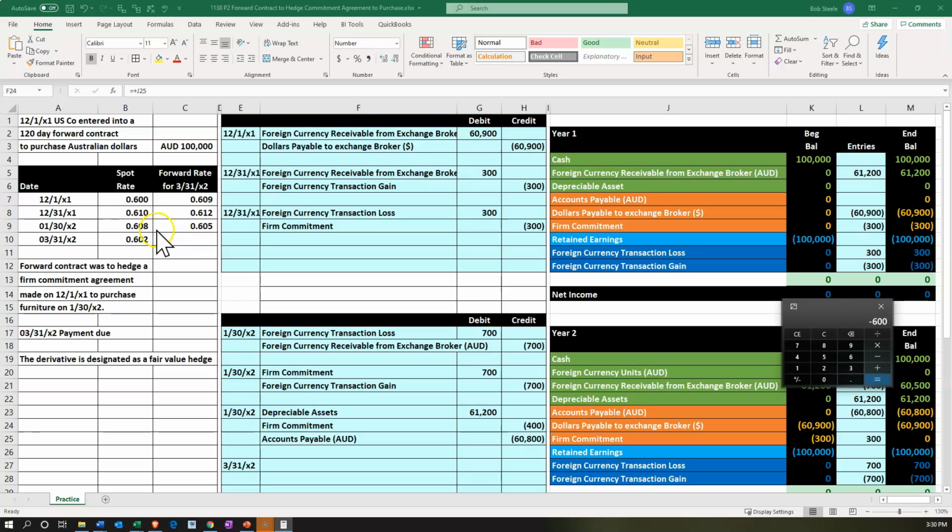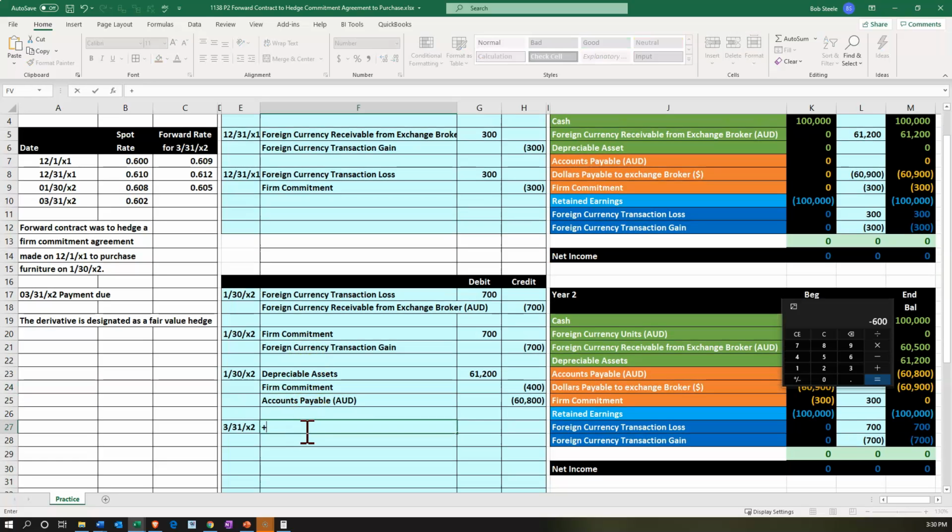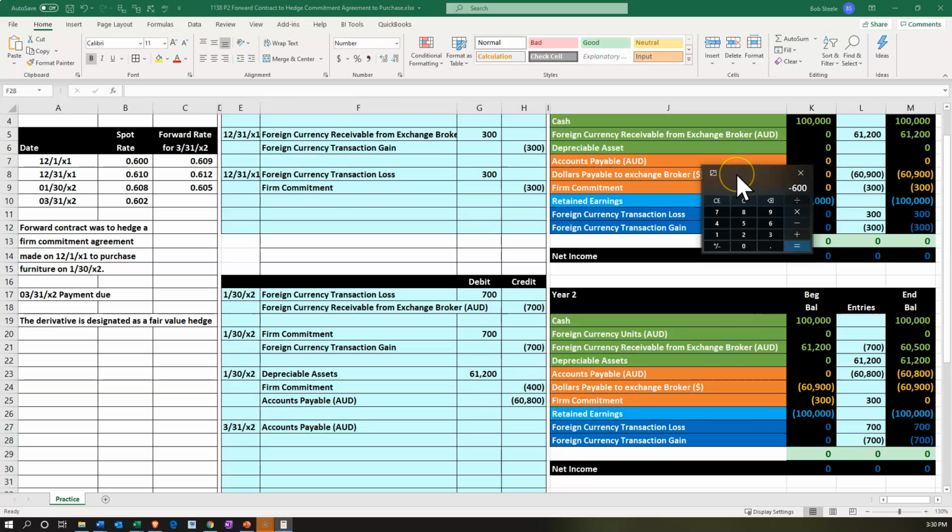Why? Because before, $1 Australian was 0.608 US dollars, and now $1 Australian is 0.602 US dollars, so less of a US dollar compared to the Australian dollar. That means the Australian dollar got weaker, and in this case we're going to be paying in Australian dollars, which are now worth less, and therefore that's good for us, so we're going to have a gain there. So we'll record the payable, and the other side is going to go to a gain. So now we've got a gain.